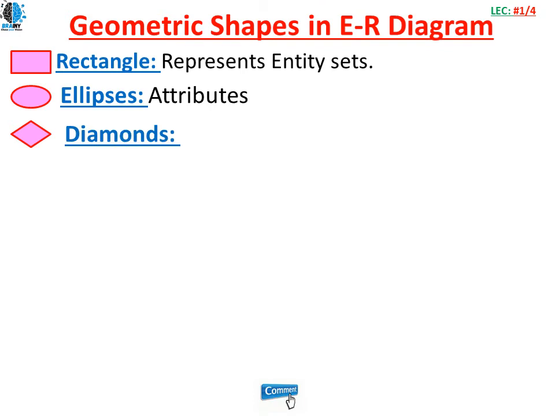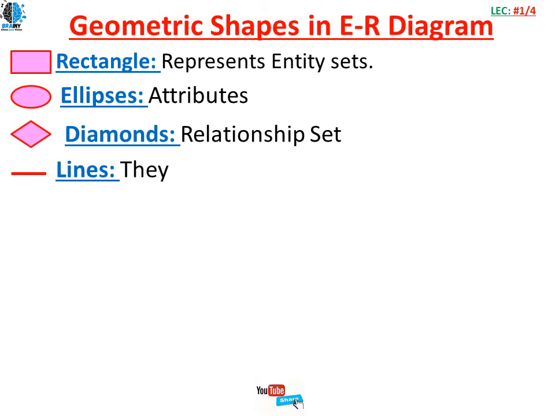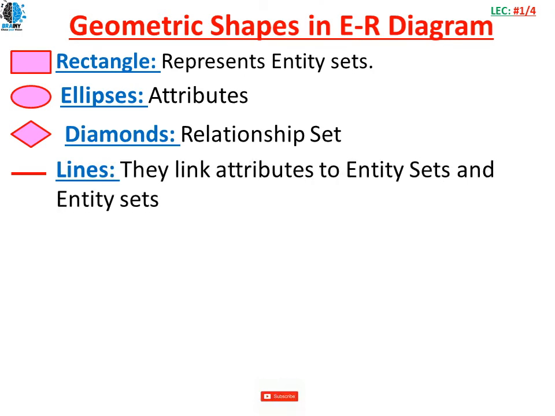Next we have the diamond, which is going to show us the relationship set. Whenever we have a diamond in between entities, it shows the relationship between entities or entity sets. Next we have lines. They link attributes to entity sets and entity sets to relationship sets.